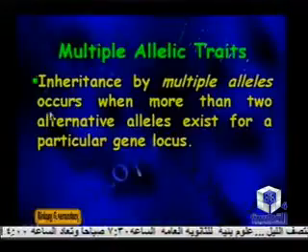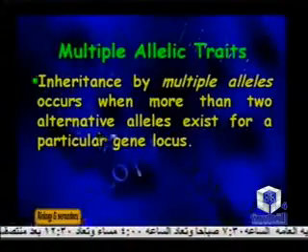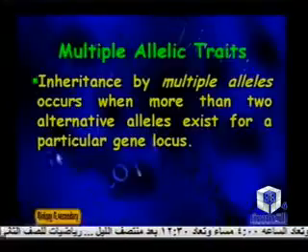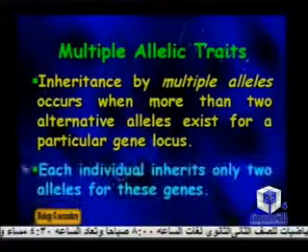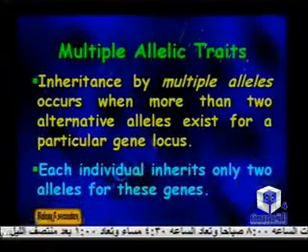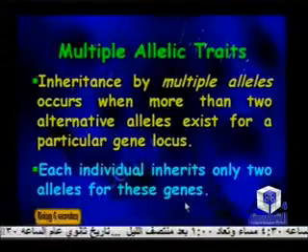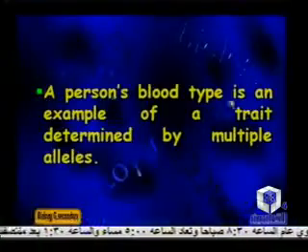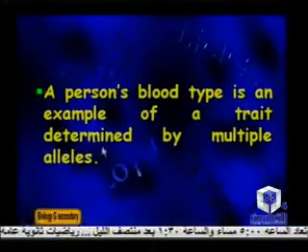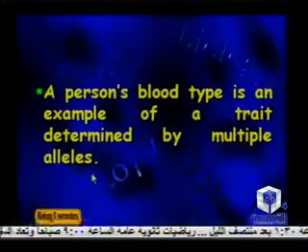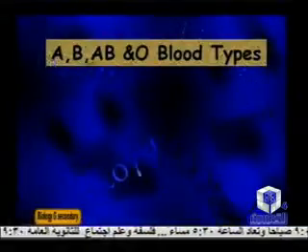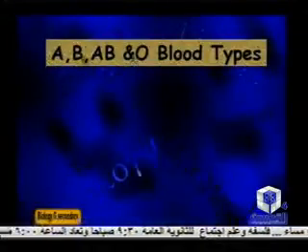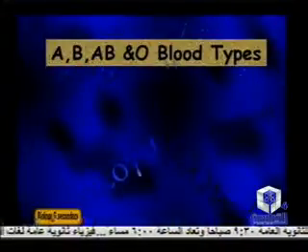Inheritance by multiple alleles occurs when more than two alternative alleles exist for a particular gene locus. Each individual inherits only two alleles for these genes. A person's blood type is an example of a trait determined by multiple alleles. Blood types A, B, O, and AB are the examples.